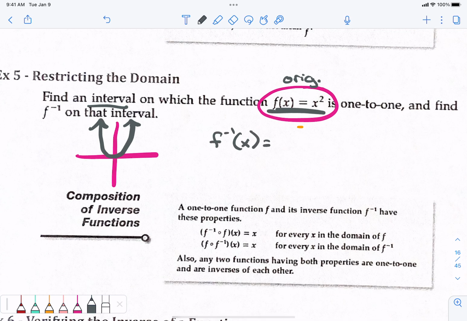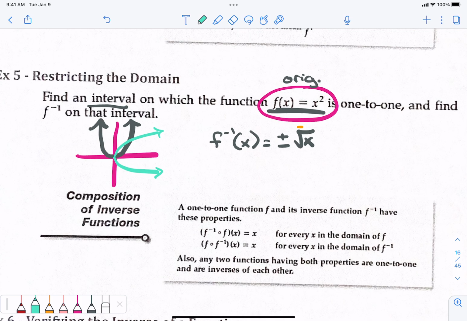Y squared. Kind of, but what's the square root of x? It's the square root of x, and technically it's plus minus the square root of x, right? Okay, so basically y squared, right? So this is what he would look like. Now, he is not a function, but is there a way that I can restrict him so that he is then a function?